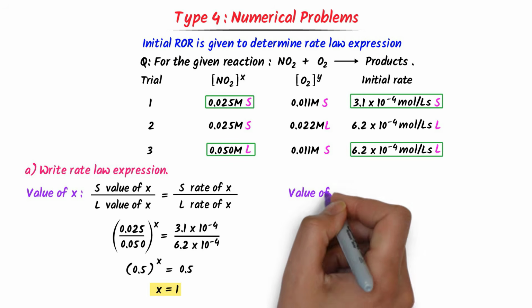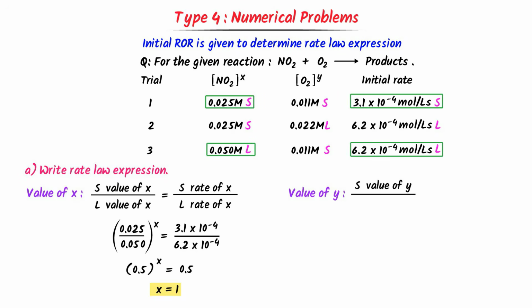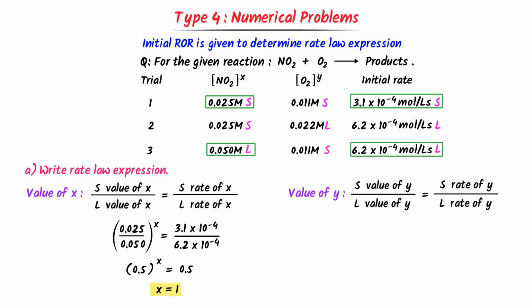Now, to find the value of y, I write smaller value of y and its respective smaller rate upon larger value of y and its respective larger rate. Or we can just write smaller divided by large equals smaller divided by large. We can see that the smaller value of y is 0.011 and its respective smaller rate is 3.1.